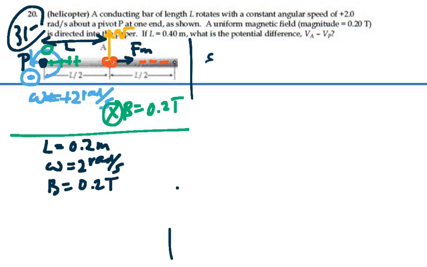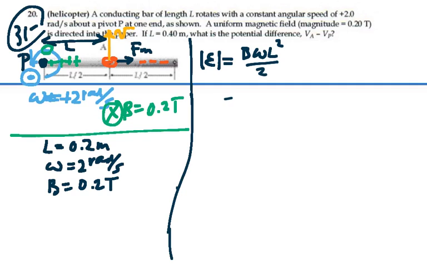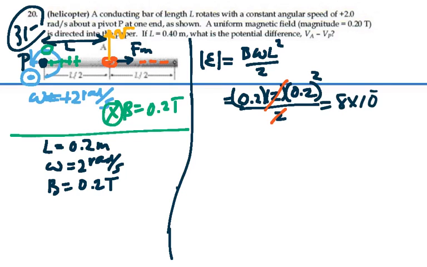So our EMF, at least the magnitude of the voltage, is going to equal B omega L squared over 2, which is going to be 0.2 times the angular velocity of 2, L is 0.2, squared, divided by 2. The 2's cancel out. 0.2 times 0.2 times 0.2 is 8 times 10 to the minus 3. That's the magnitude of the potential difference.